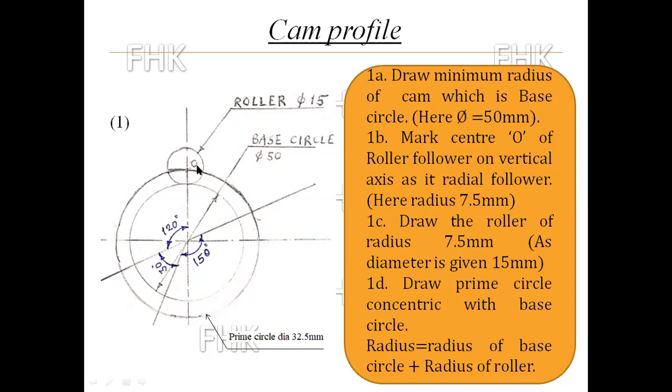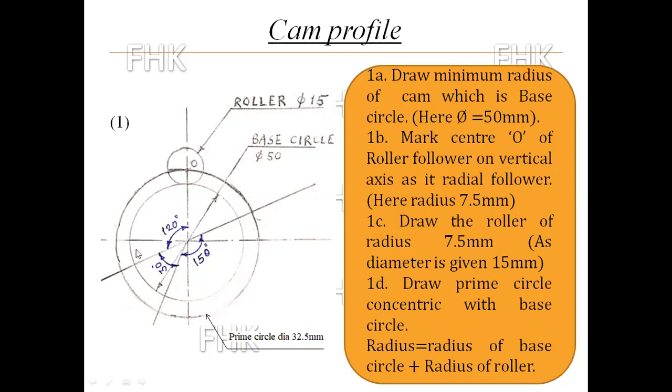Okay. Now the next step is to draw the angle of ascent, dwell, and angle of descent, or the outward stroke, which is given as 120 degrees here. So in a radial follower, I will measure that 120 degrees from the vertical line, but that is not the case for an offset follower. So I will measure that 120 degrees from this vertical line, 120 degrees which is the given outward stroke.